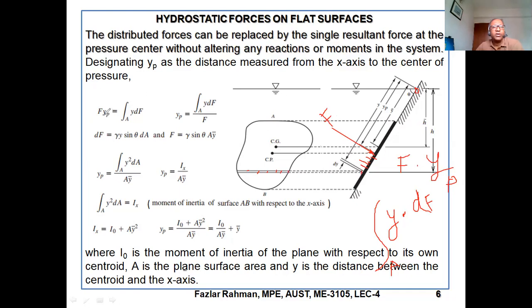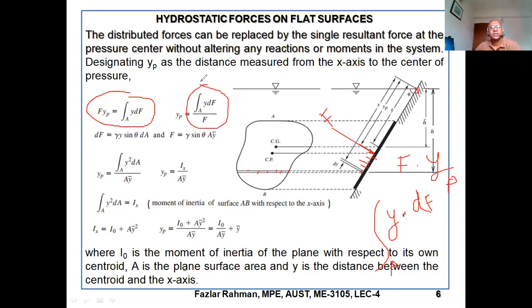So we are getting F into YP equals the integral of Y dF. Right over here, it is saying a distributed force can be replaced by a single resultant force working at the pressure center without altering any reaction or moment in the system. So we figured out that the total moment will be the integral of dF into Y, right? And instead of that moment, I'm thinking a resultant force F is working. What will be that moment? F into YP. And that is saying these two have to be equal. Now, from here we are getting F YP, and the target is to figure out YP. So YP equals the integral of Y dF by F.